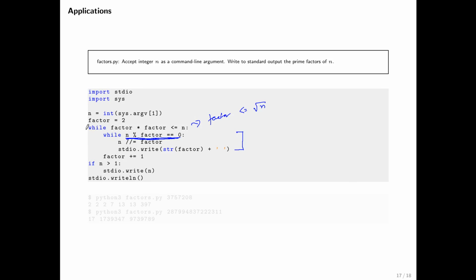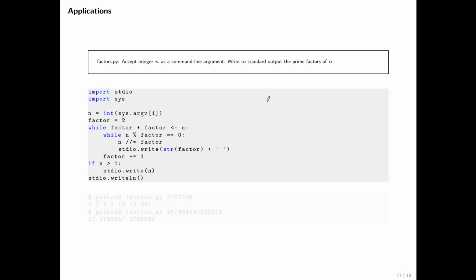Okay, and then when this condition is false, which happens precisely when factor times factor is strictly greater than n, outside the outer while loop, we simply check if n is strictly greater than 1, and if so, we write the value of n and then write a new line character after it. All right? So that's how this program works. That's how it breaks down a given number into its prime factors.